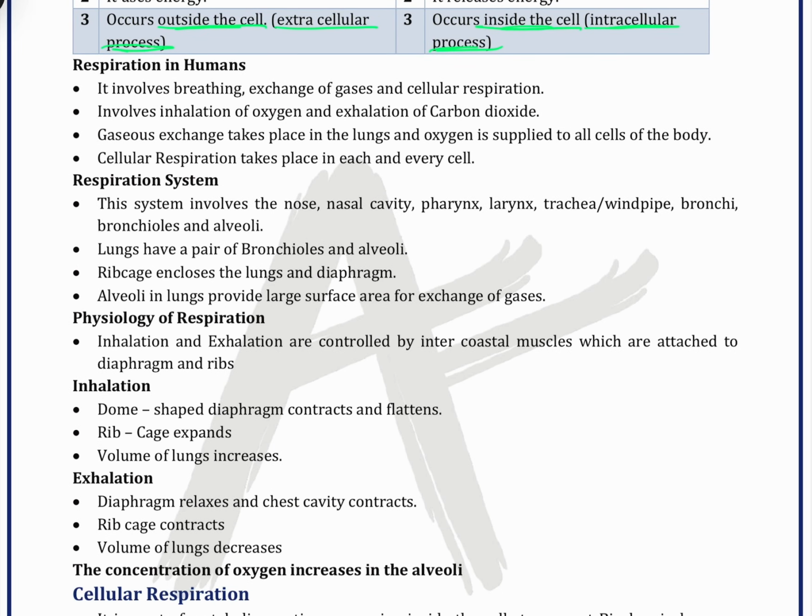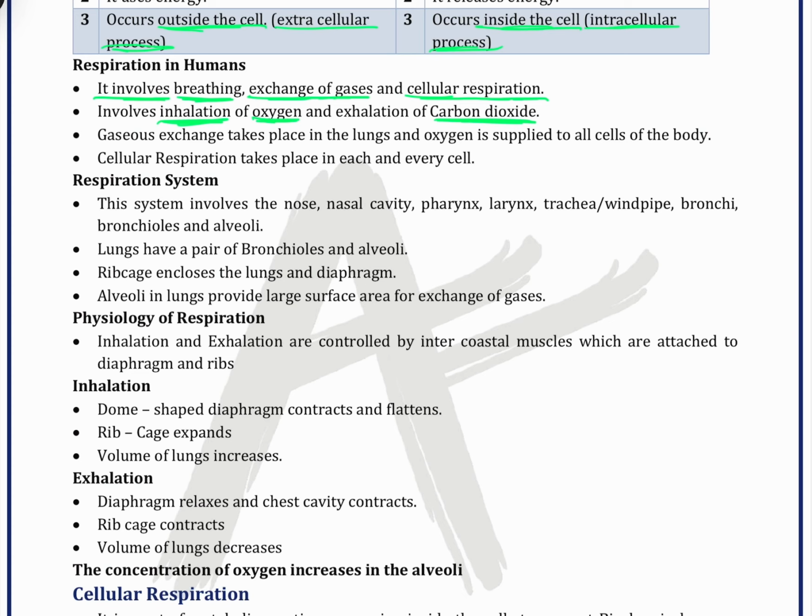Respiration in humans basically involves breathing, exchange of gases, and cellular respiration. Cellular respiration, we know, occurs inside the cell, we have already discussed. The next point is that it involves inhalation of oxygen and exhalation of carbon dioxide. As we all know, for human beings oxygen is very essential, so we inhale oxygen and exhale carbon dioxide.